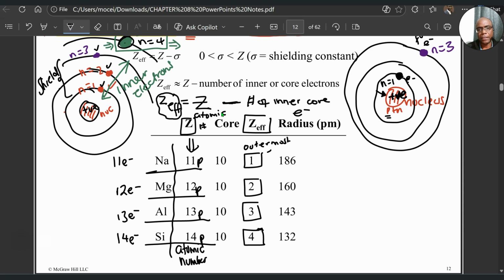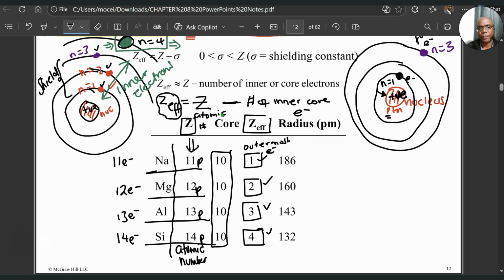So the outermost electrons in sodium, a main group 1 element, is 1. Magnesium is an alkaline earth metal element, main group 2. And then aluminum, you'll find in 3A. Silicon, you'll find under carbon in 4A. So the core electrons are 10 for all of them.